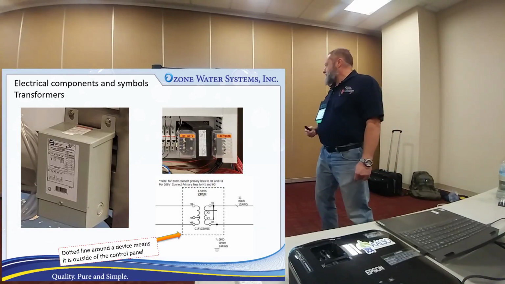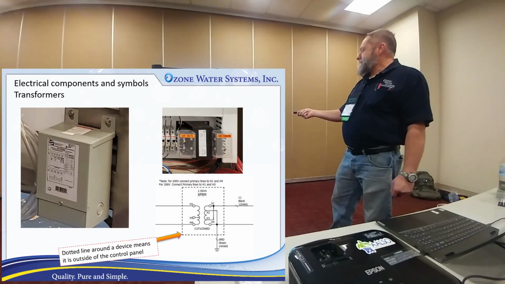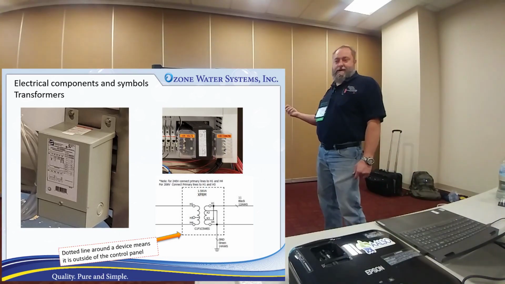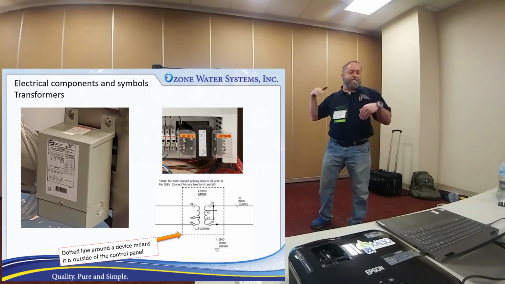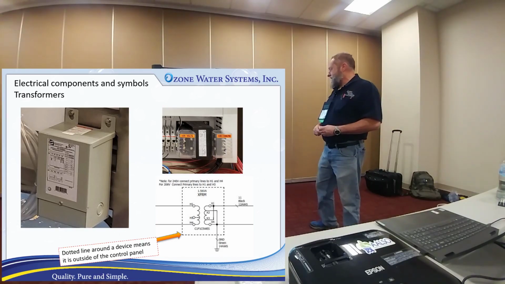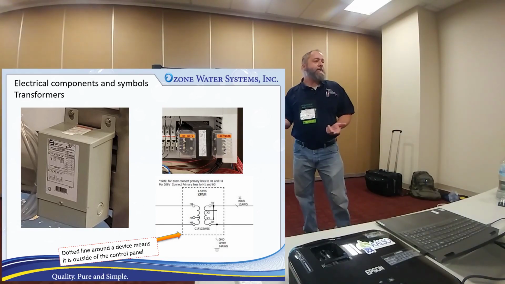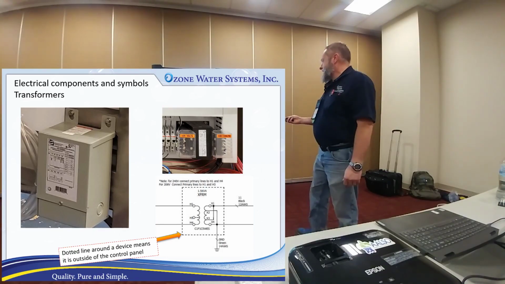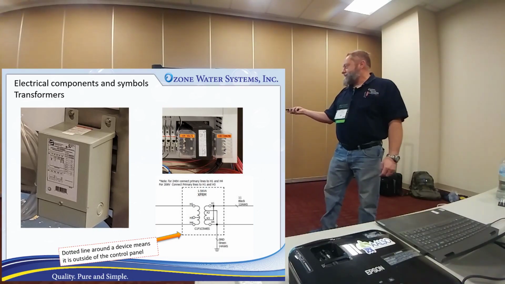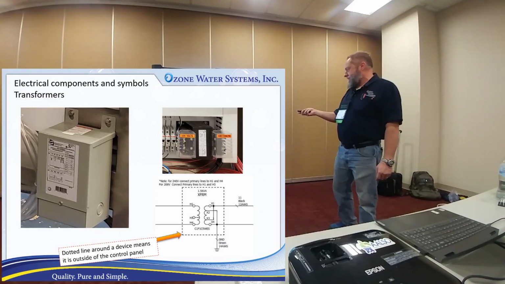Transformers. This one's on our skid up there. The AirSep on that is a 3-phase 240 volt system. AirSep only makes a 120 volt version of that AirSep Topaz Ultra, so we have to create our own 120 volts. So we put this little step down transformer on there.